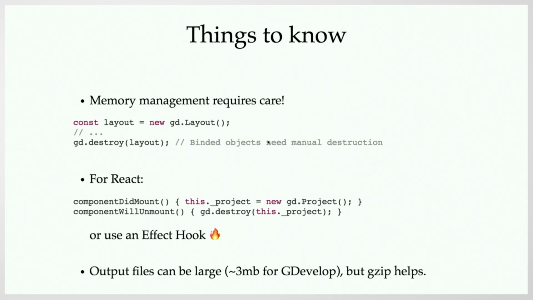Something to also keep in mind is that output files can be quite large. For example, for GDevelop, it's 3 megabytes when everything is compiled. And it's a lot, but honestly, I don't care. I don't care because I'm making a desktop application, so 3 megabytes, more or less, that's the same thing.